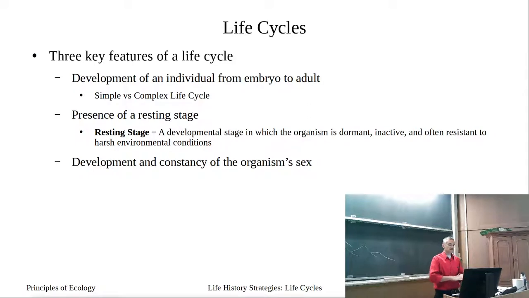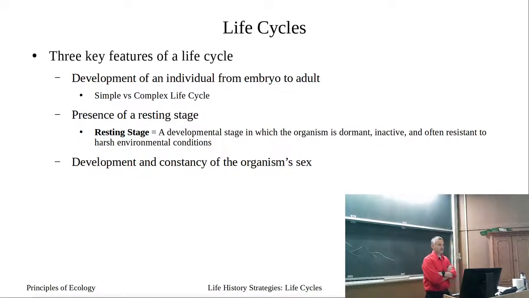So we define this resting stage as a developmental stage in which our organism is dormant, inactive, and often resistant to harsh environmental conditions. We've seen this before, right? This is one of our avoidance strategies. When conditions turn bad, we can go into a resting stage, shut ourselves down, and just wait it out. Wait out the bad conditions. So oftentimes the presence of a resting stage in a life cycle is tied to environmental variability.